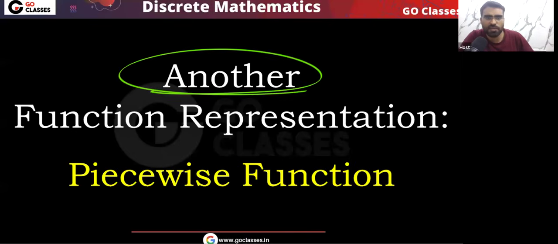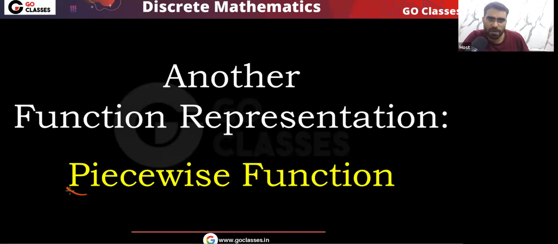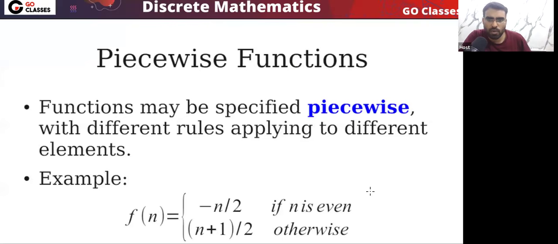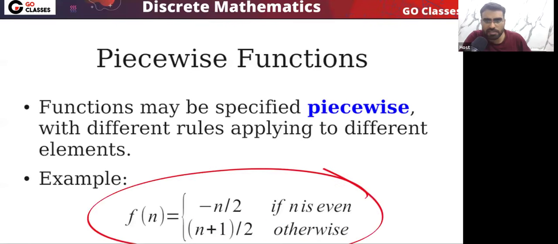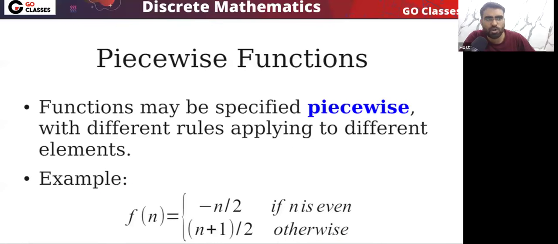Now let's see another function representation, that is the piecewise function. This is another important function representation. What is this? Let me tell you. Look at this function. Can I say this is a broken function? This is also called the piecewise representation of a function. Here you can notice what we are saying. We are saying that if n is even, if the input is even, then the output will be minus n by 2. Otherwise, when the input is not even, then the output will be n plus 1 by 2. So this is another representation of a function.